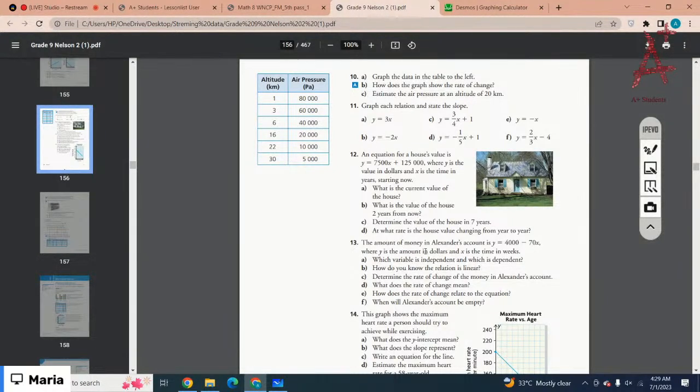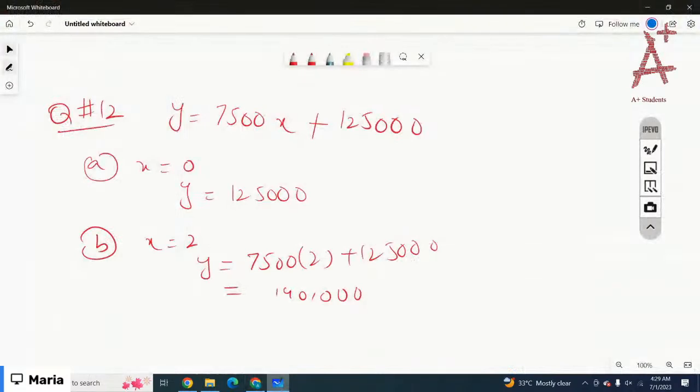Okay, at what rate is the house value changing from year to year? You have to see for every year what value is changing. You can see this equation y equals mx plus b. If you match the equation, the slope is 7500. Got it? That means each year the value is increasing by 7500.